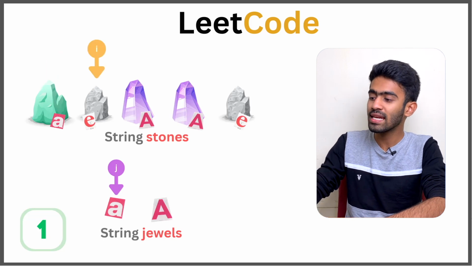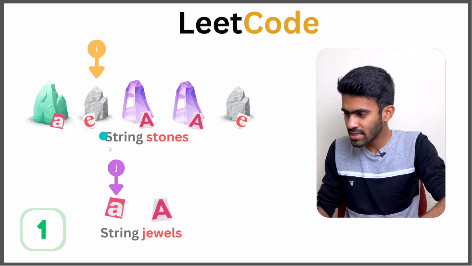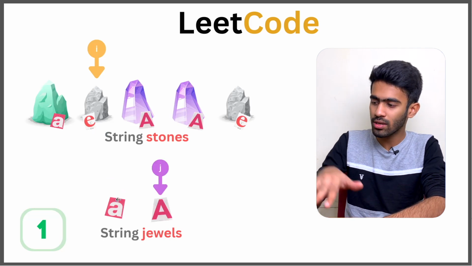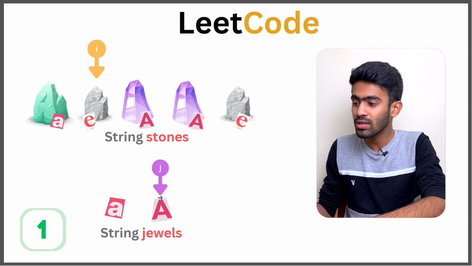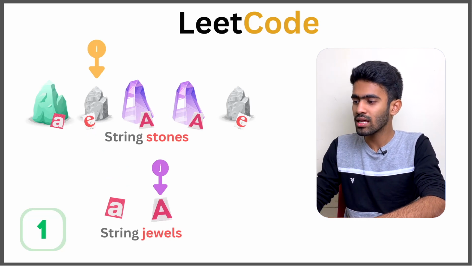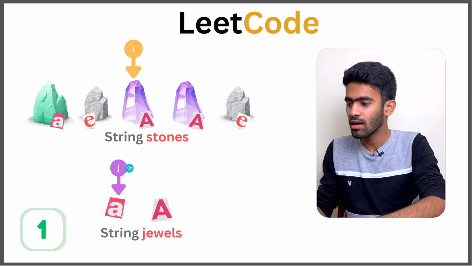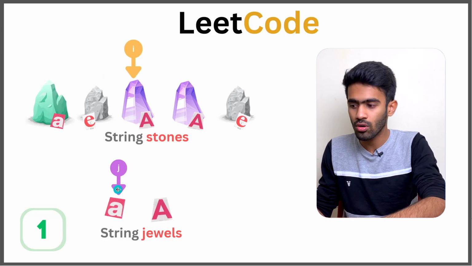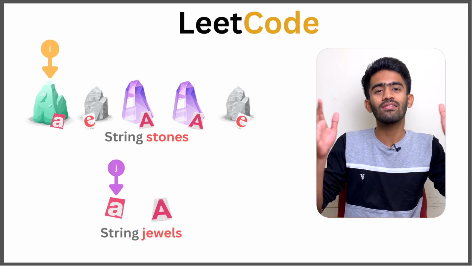Moving on to the next stone, is E present in the jewels? First we'll check whether E is equal to small a. No, it is not equal to a. Moving on to the next one, is E equal to capital A? No, it is not. So we'll move to the next stone. We'll again search whether capital A is equal to small a. No. Is capital A equal to capital A? Yes. We'll repeat this loop again and again until we reach the end.